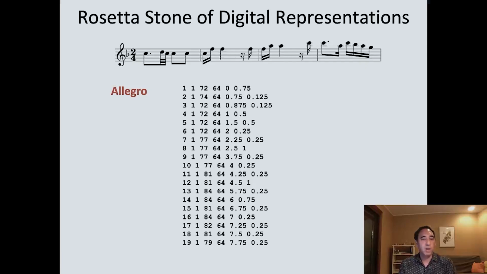Allegro is a more compact version of the same format. It looks like we have MIDI numbers 72, 74, 72 for C, D, C, and so on. And I believe 64 is encoding the velocity, that is how loud each note is. And since we haven't encoded any dynamics here, they're all 64s. And we have toward the end start and end offsets of each note.